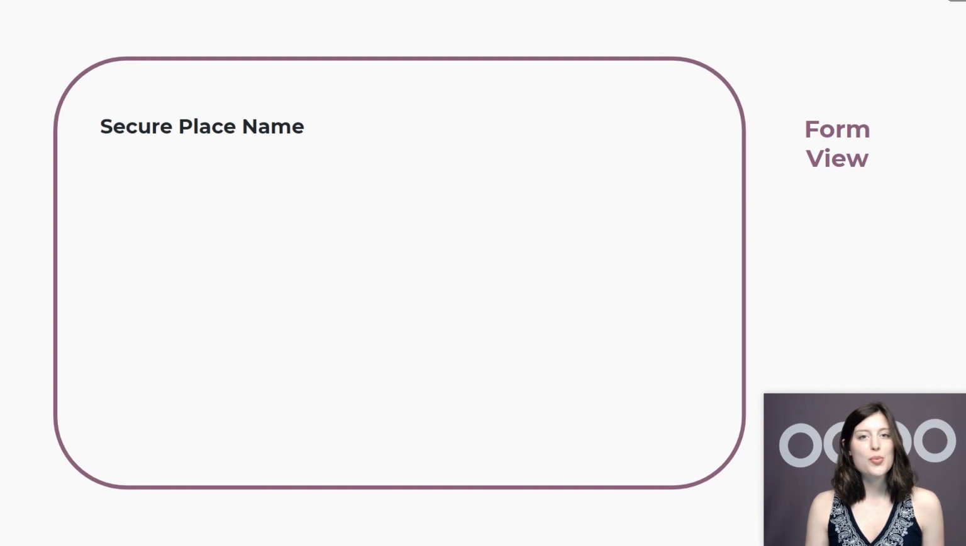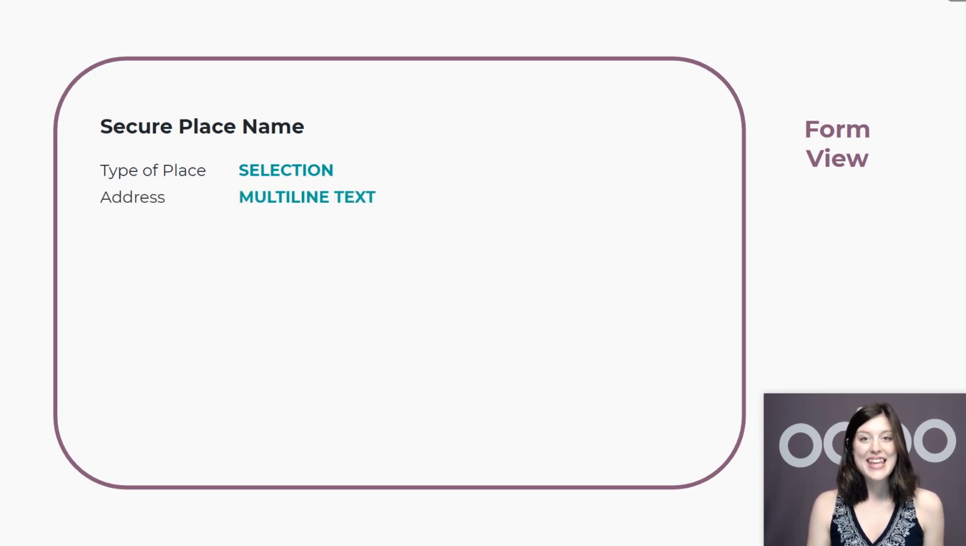To enter the secure places on our database, I will first make a list of the entries I want to include on the form view. For the type of place, I will use a selection field so I can choose the type from a list of values, such as meeting room or apartment. To indicate the address, I will use a multi-line text field. I decided to go for a single field to make it easier to use.